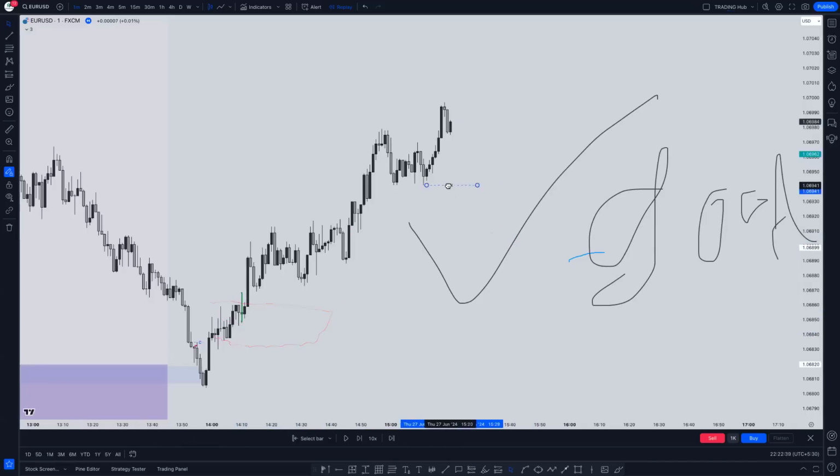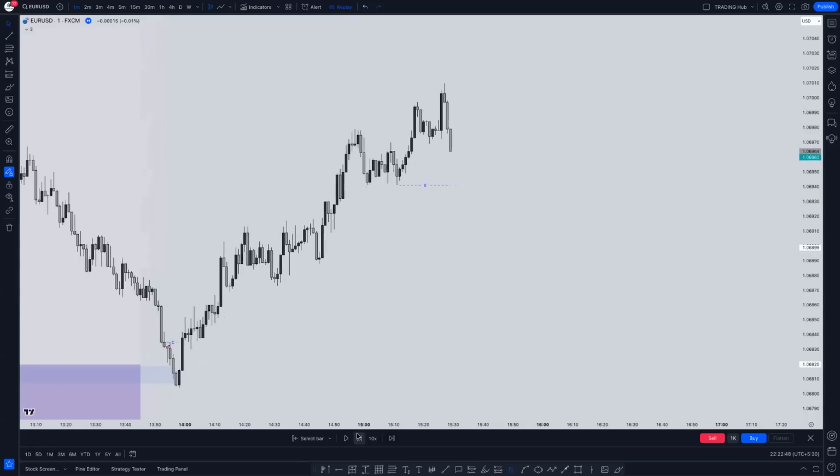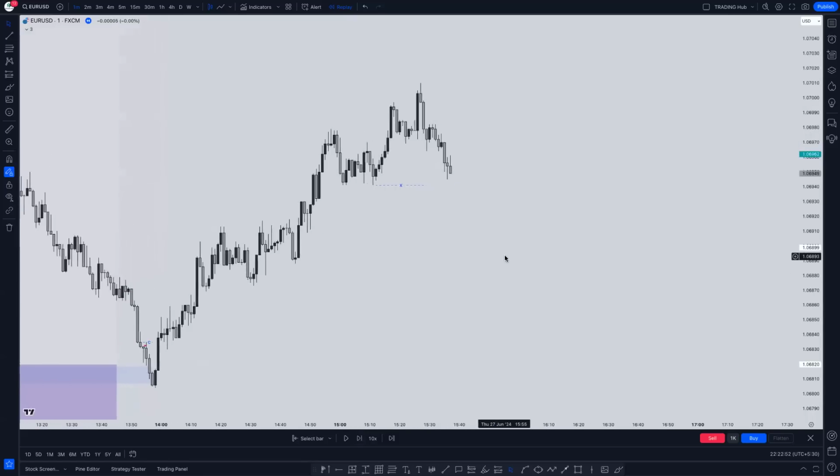Okay, so if the market reacts after this one, we can plan for the buy to the upside right here. Let's see what happened next after this one. In this case, where is our next PI? It is here, because the market created one more pullback to the upside.